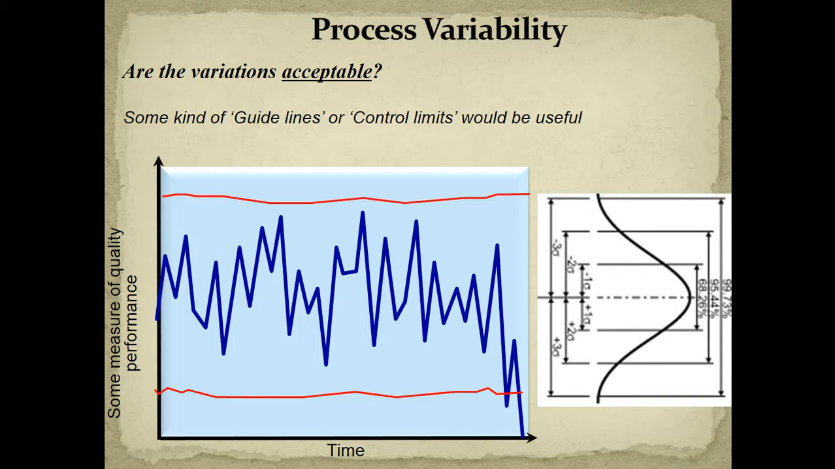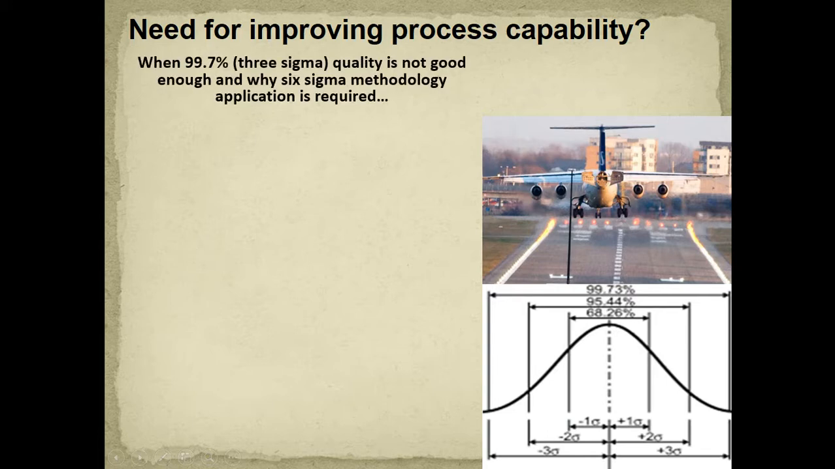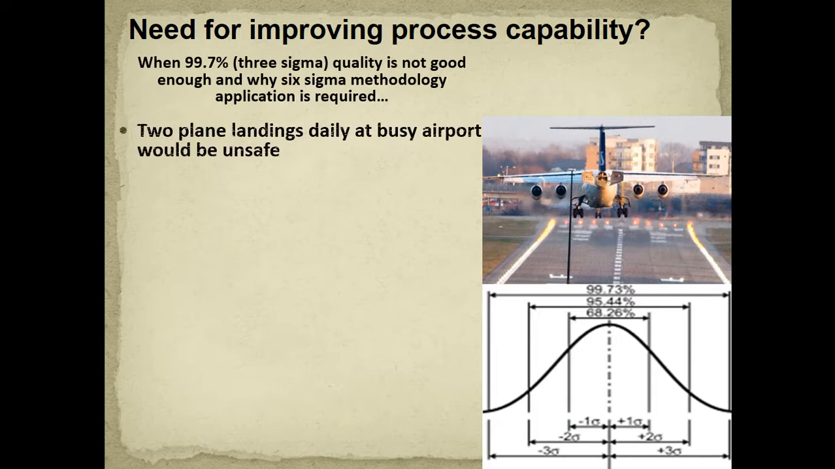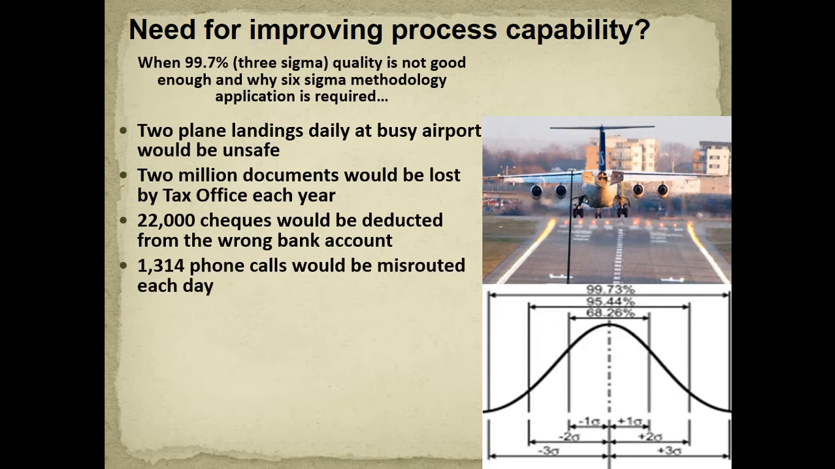But if we increase the opportunities or the output to a greater number, we would find out that this 3 sigma quality level would not be sufficient. For example, if there are 1,000 landings at an airport, 2 plane landings would not be safe. Similarly, we'll have 2 million documents lost, so many checks, because the number of transactions has increased a great deal over the years.